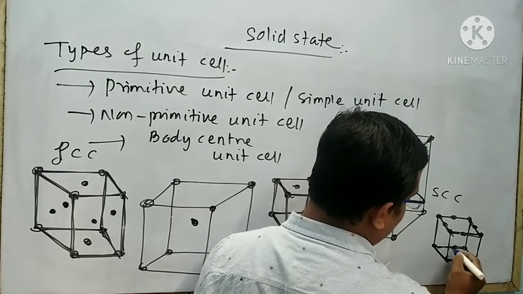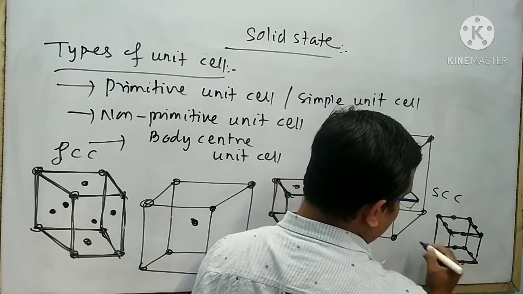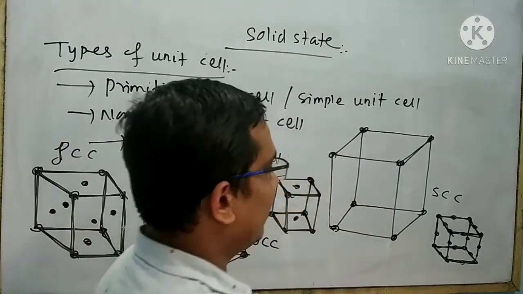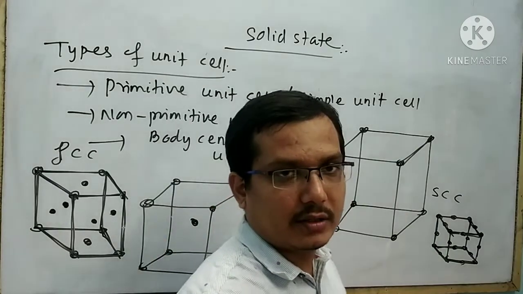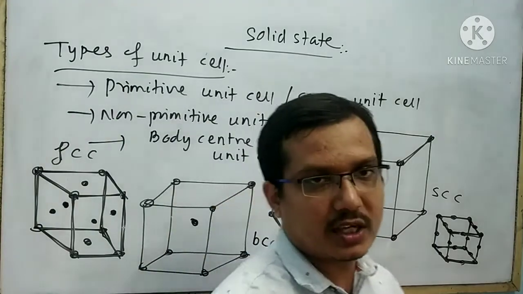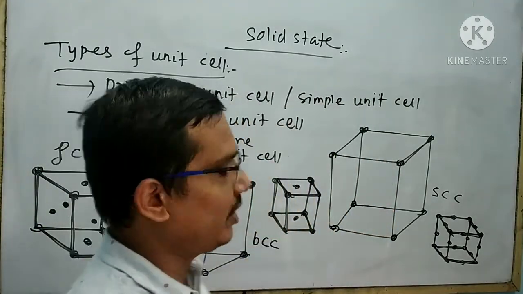Next is this. This is said to be the edge-centered cubic unit cell. These are the different types of unit cell related to the cubic.